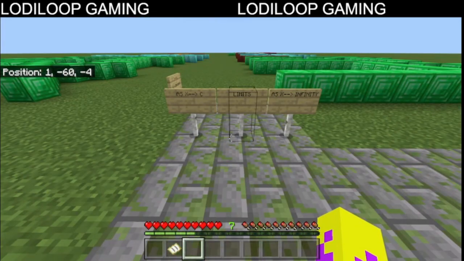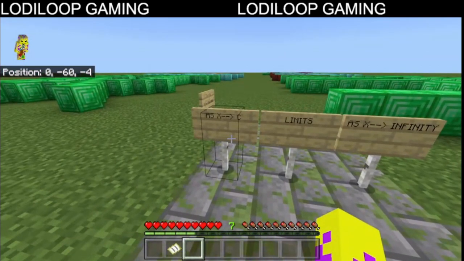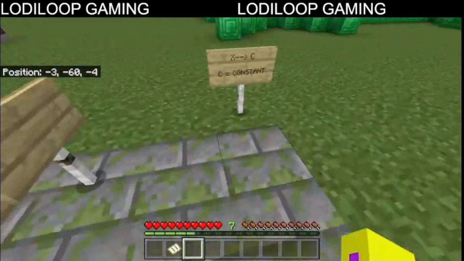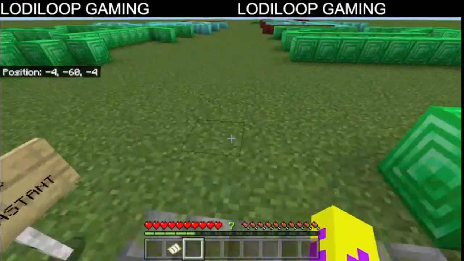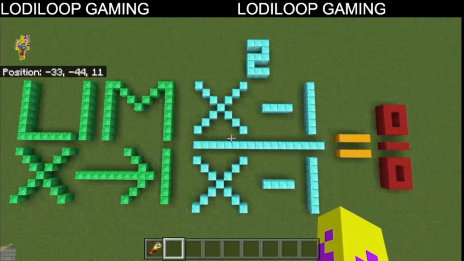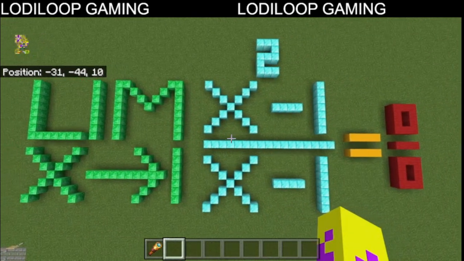Limits are the first pillar we will talk about. There are two types of limits: limits as x approaches a constant, and limits as x approaches infinity. Let's look over as x approaches a constant first. Here we have a limit as x approaches 1, x squared minus 1 over x minus 1. If we were to plug in 1 into these x values, we'd get 0 over 0, which is not allowed.